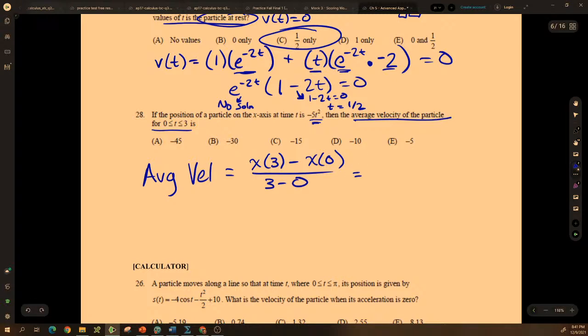So position at 3 is negative 5 times 3 squared. That's negative 5 times 9, negative 45. Minus 0 over 3. That's negative 45 over 3, which is negative 15.